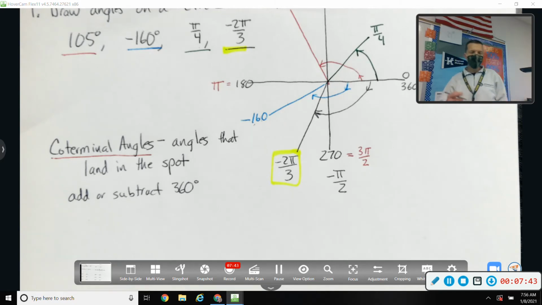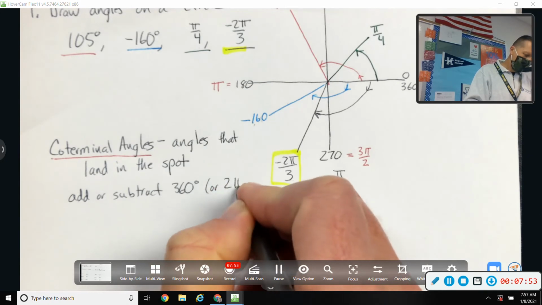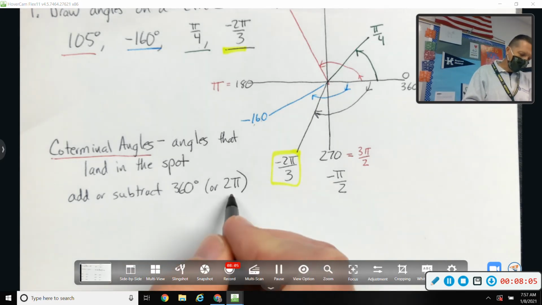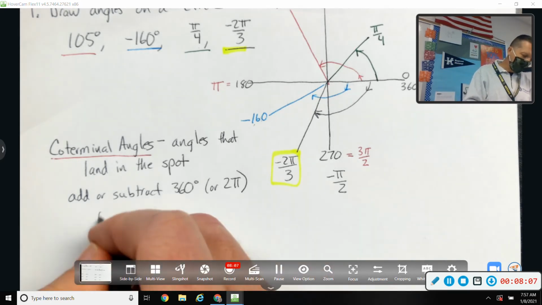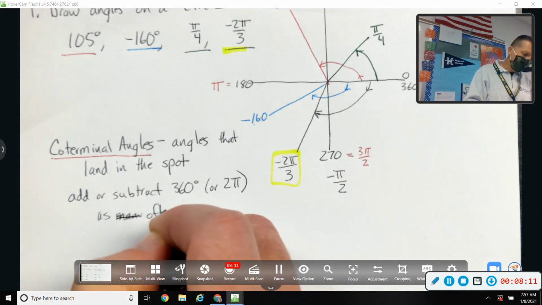So you can add 360, and then 360, and then 360, and then 360. And I think that means we spun around 4 times, but we'd still be in the same place. And then the same could be said for 2 pi if we're talking radians. Because if you spin around 2 pi, you're in the same spot. So you can add or subtract 360 or 2 pi as often as you like.